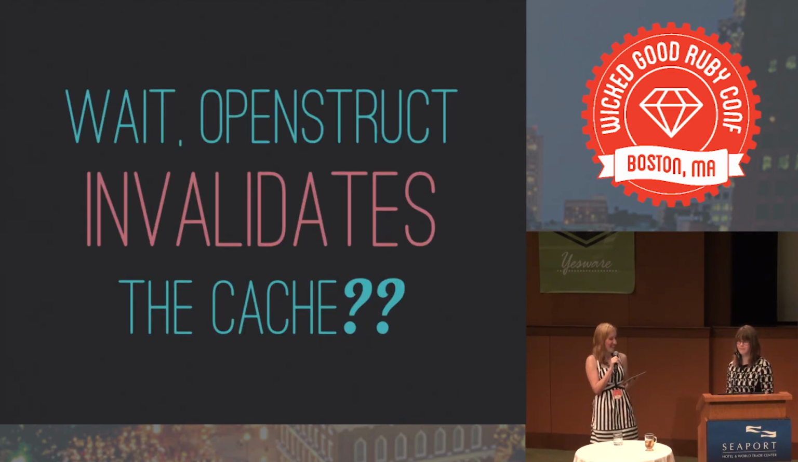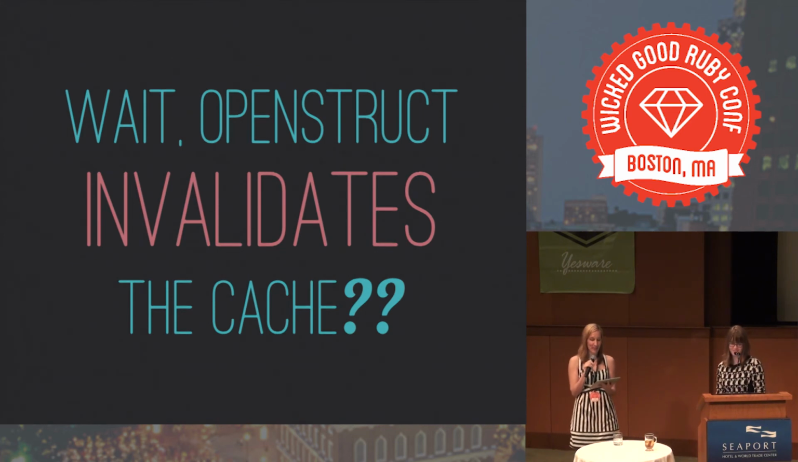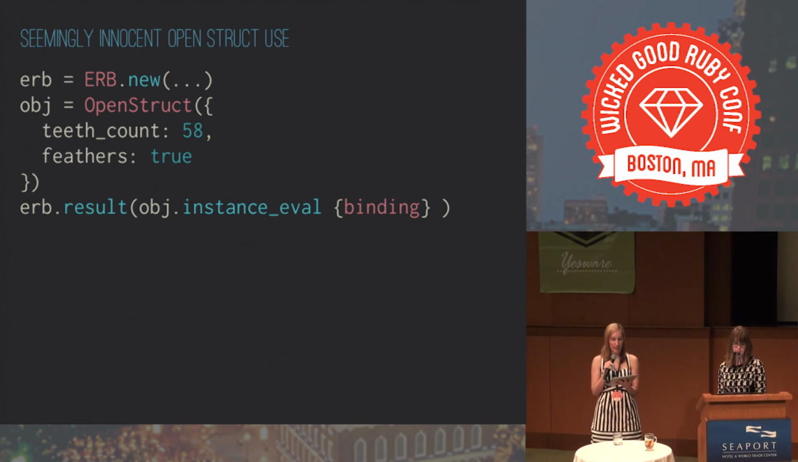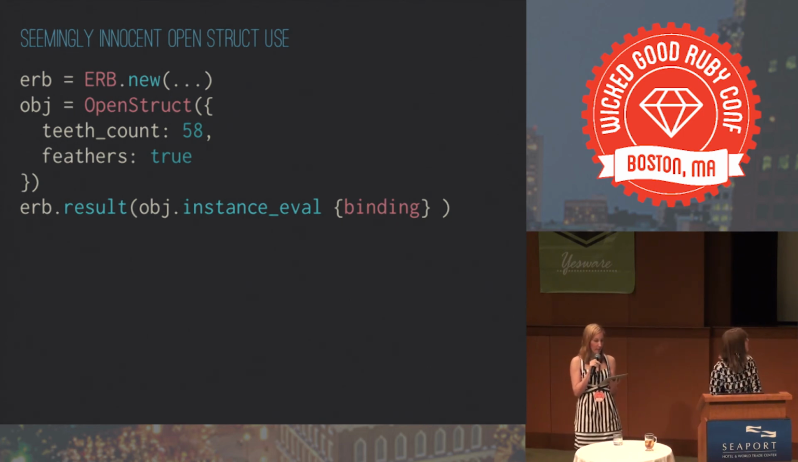OpenStruct can be used if you want to use an object in place of a hash. Sometimes you use it really innocently, like maybe you want to pass an object into a template instead of passing a hash. For instance, if we want to do something like this, we're using a hash of options about teeth and feathers to create a new object that gets passed into our ERB template.